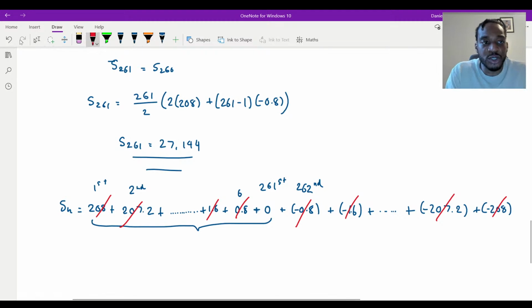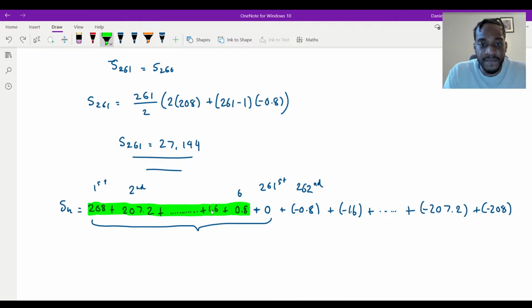Well, let me just rub out the crosses so it's not confusing. So this one here, how many terms were here? Let me highlight it so it's clear. From here to here, there were 260 terms, isn't it? Then from here to here, let me rub that out as well so it's clear, there are 260 terms. And then there's a zero there. That's one term.